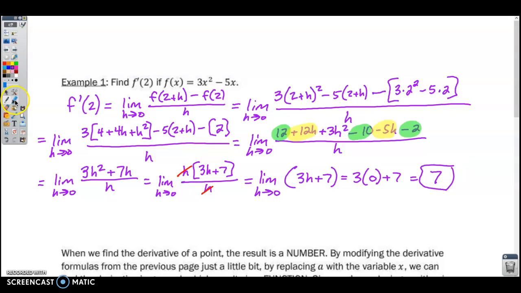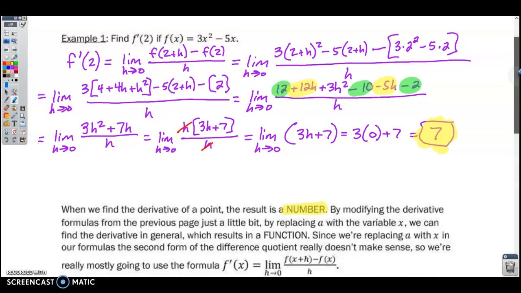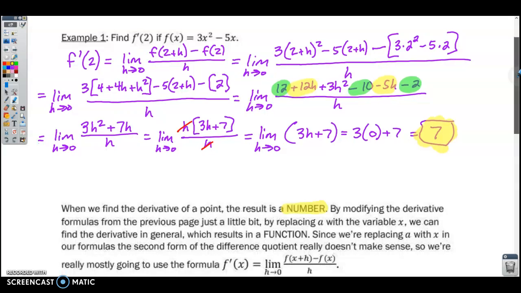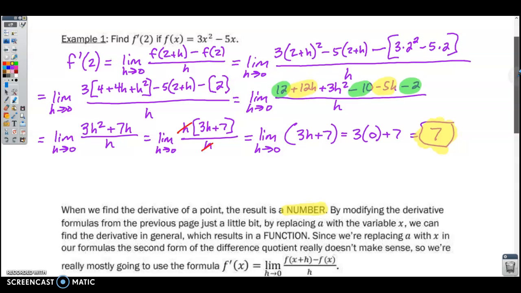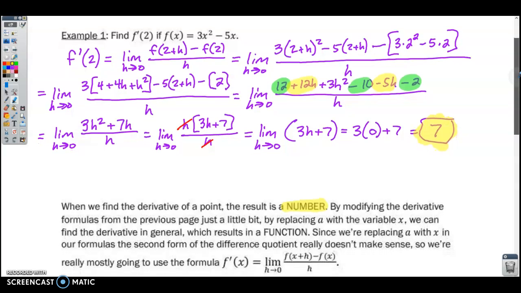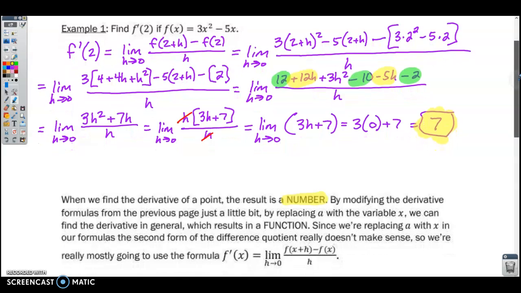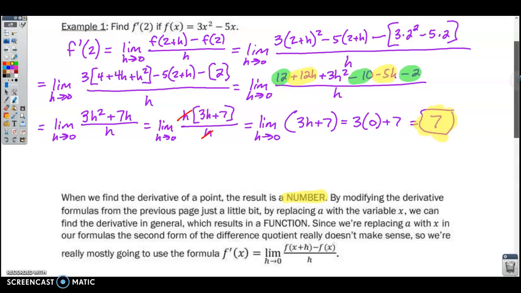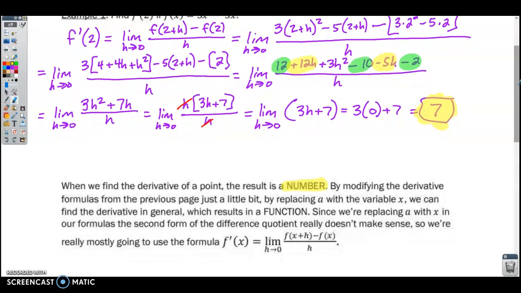Something very important for you to understand: when we find the value of the derivative at a point, what we're finding is a number. We ended up with 7 as a number. If we modify the formulas from the previous page a little bit and we replace the a with the variable x, we can find the derivative in general, which is going to end up resulting in a function. Since we're replacing a with x in our formulas, the second form of the difference quotient really doesn't make a whole lot of sense when we're finding the derivative of a function. And so we're mostly going to use the first form of the difference quotient that you see here.